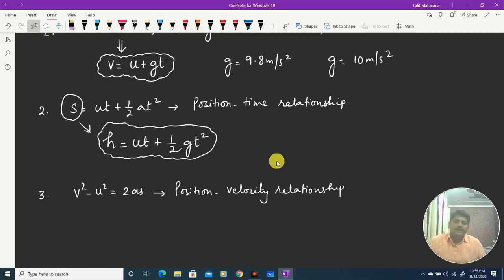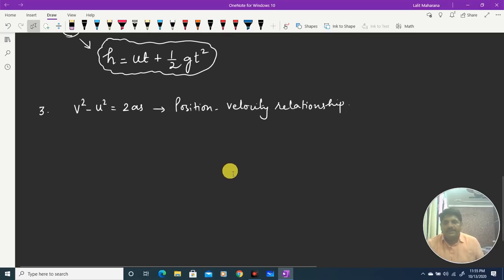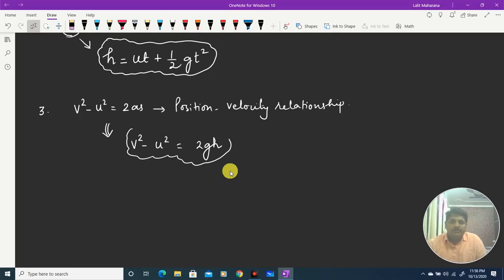Now here again, if you replace a with g and s with h, this equation changes into v square minus u square is equal to 2gh. So this is the third equation of motion. Now when we are using these three equations of motion, we have to be very careful.